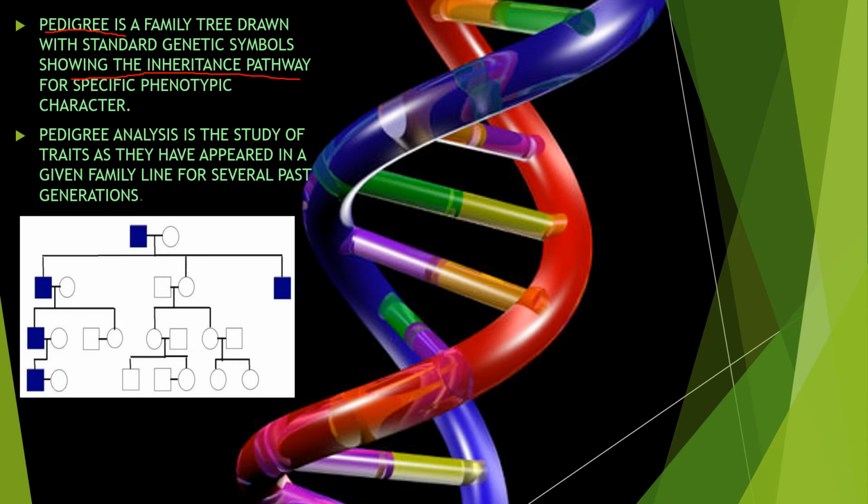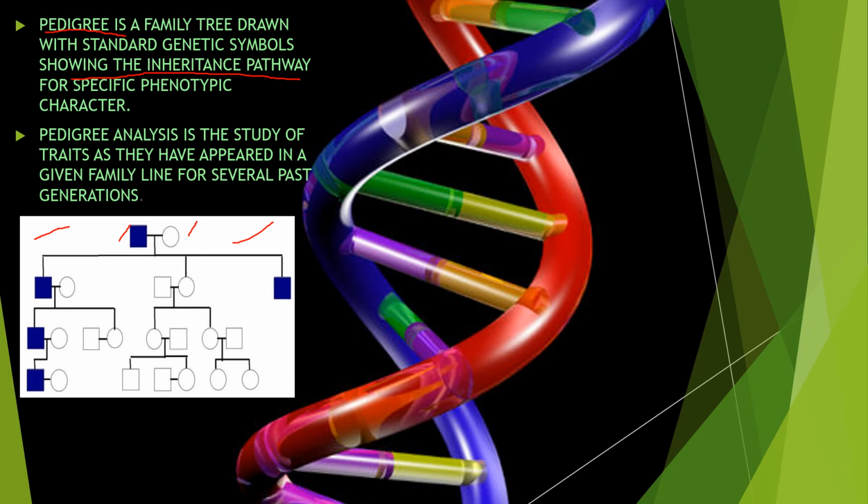So if you take this pedigree chart here, it is the family tree which is drawn with standard symbols. These are all the symbols. I'll teach you about these symbols in detail in the next slide. And it shows the inheritance pathway of a specific phenotypic character in that family.